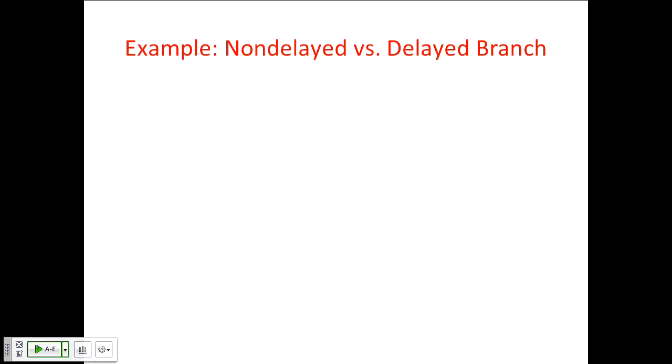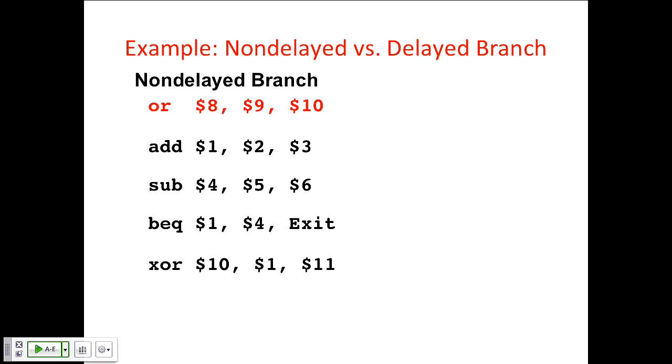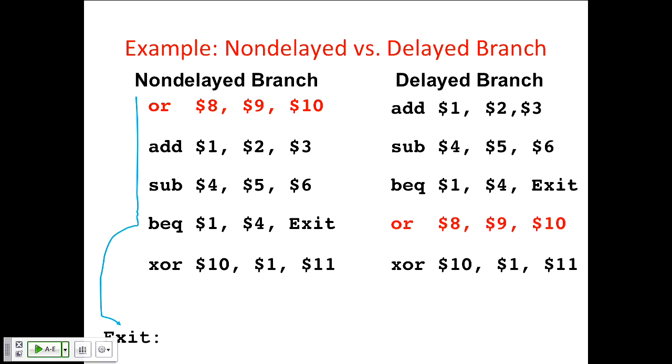Okay, so this seems a bit crazy, but I'll show you a non-delayed branch, what you would expect to happen if you're a software person. If I see code like this, OR, and subtract, branch if equal, XOR, the branch is taken, at this point I jump to exit. That's what you'd expect to happen. But in a machine with delayed branches, what actually happens is, see, I'll move this OR instruction down here. After the branch, the next instruction is always executed, and then the branch is taken.